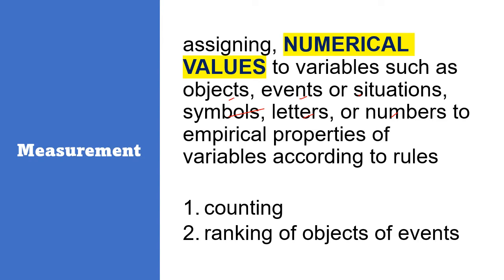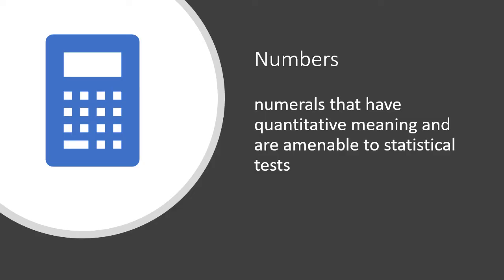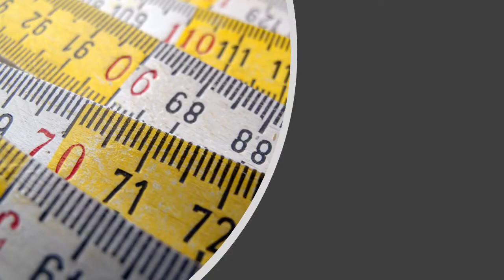There are two ways that measurement could be done. That could be through counting or ranking of objects or events. Now, when I talk about numbers, numbers are numerals that have quantitative meaning and are amenable to statistical test.